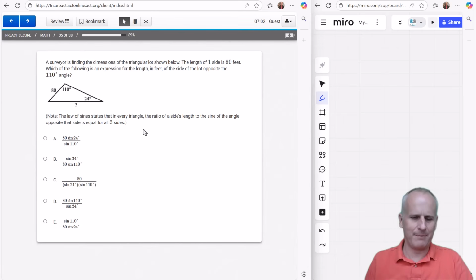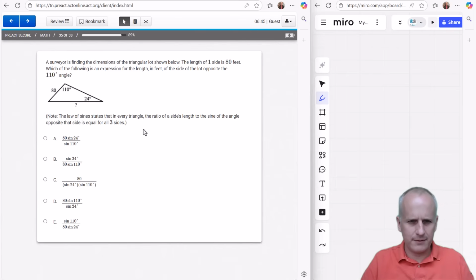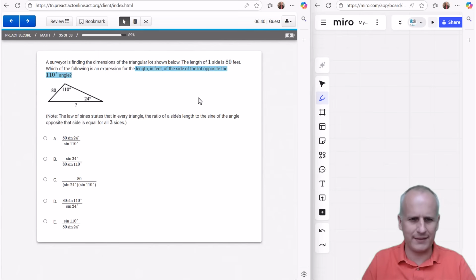And we finally have reached something that probably does require us working with our little scratch work. So here, we've got to highlight what we're being asked for, and we are being asked for the length in feet of that thing. So we're going to just highlight that there. And we note the law of sines is given. This is not accidental. So we know that the ratio of a side's length to the sine of the angle opposite that side is equal for all 3 sides.